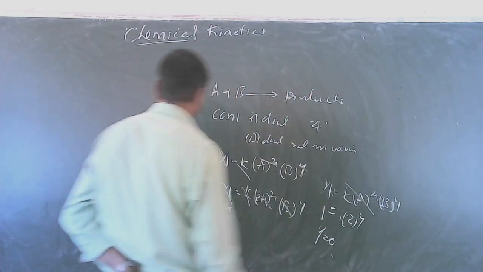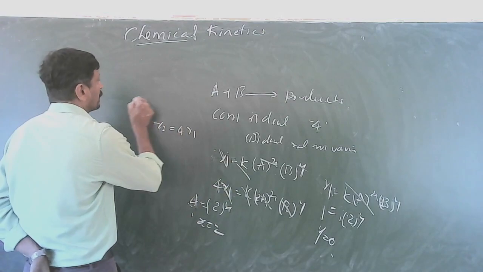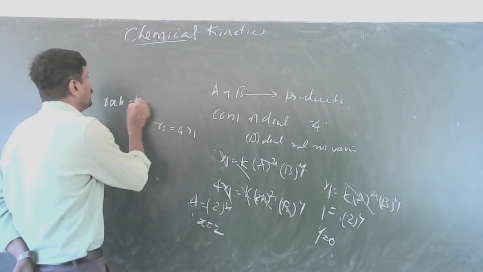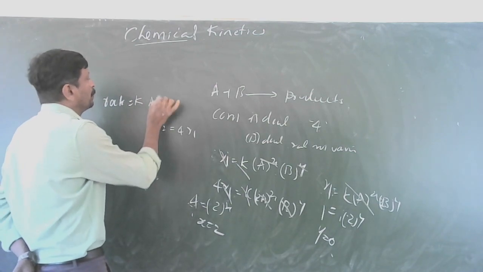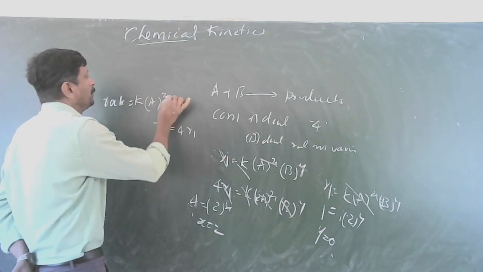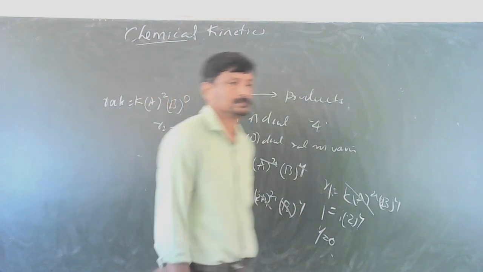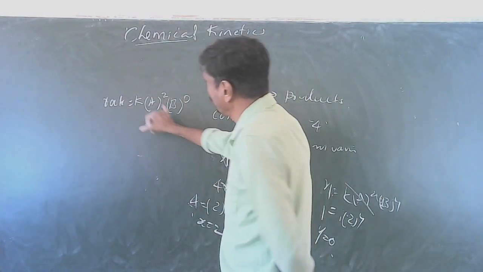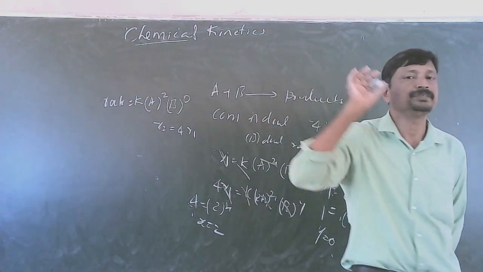Therefore, what is the rate expression? How do you write it? The rate is equal to K into A to the power of 2 and B to the power of 0. This is the rate expression. The order with respect to A is 2 and with respect to B is 0.